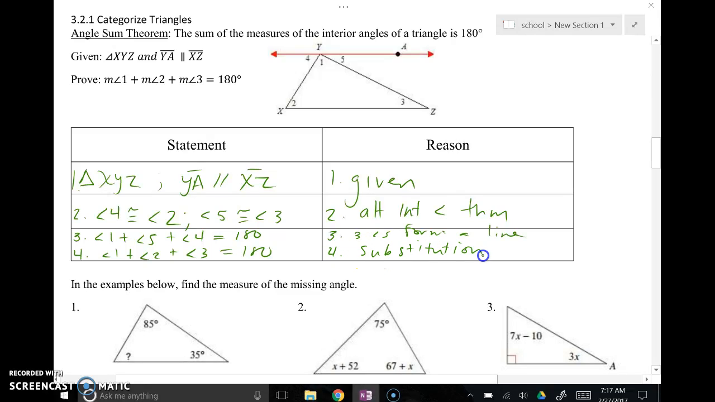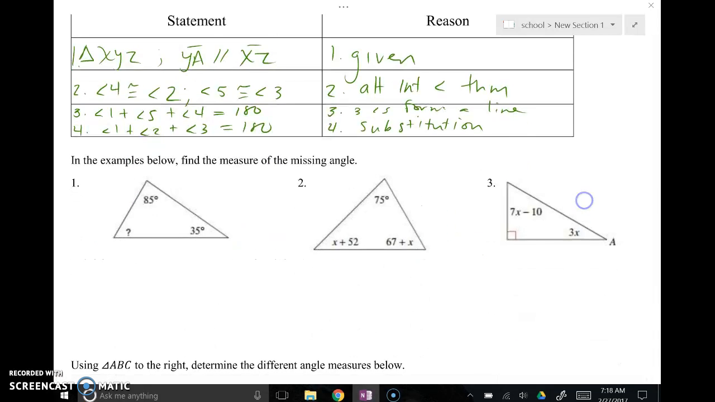Since we established earlier that angle 4 and angle 2 are the same, I could just take out this 4 and put 2 in its place. And angle 5 and angle 3 are the same, so I could take out this 5 and put 3 in its place. These all should add up to 180 degrees. So we've just proved the triangle angle sum theorem.